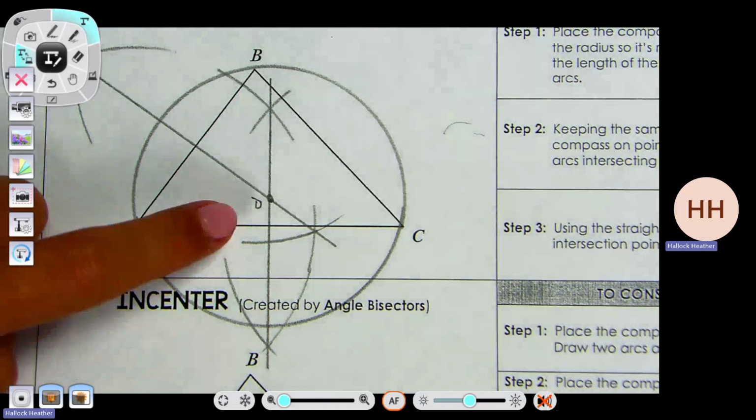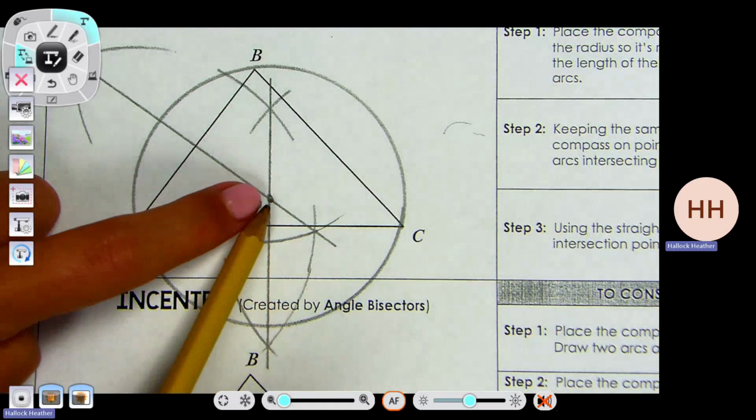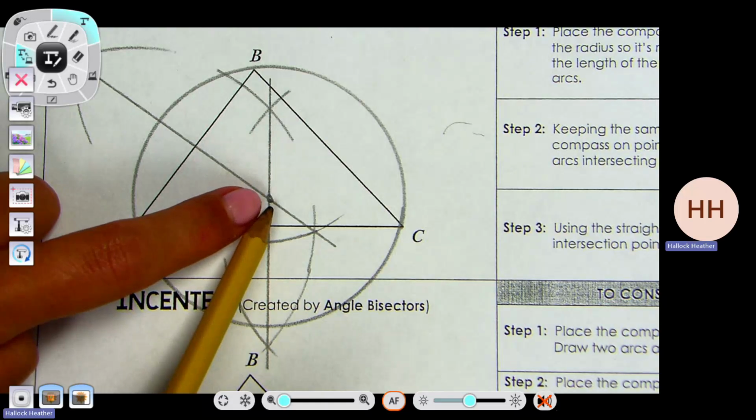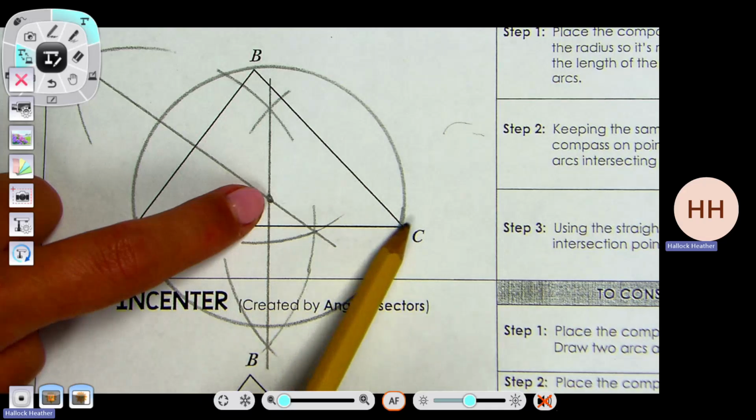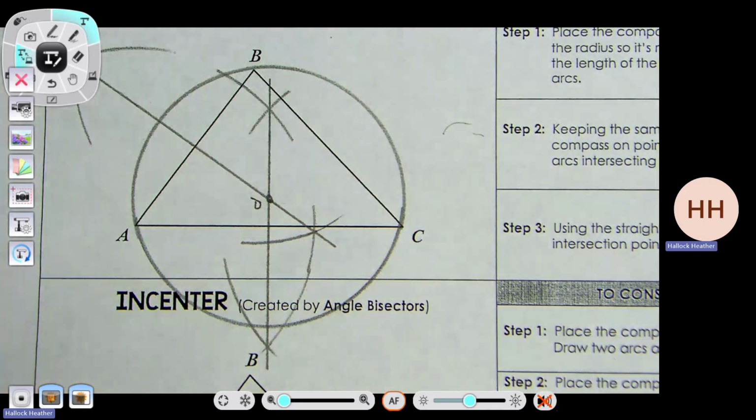I'm going to say it again. You put your compass on the point where the perpendicular bisectors cross paths, and you open to a vertex, and then you make your circle. Your circle should touch every vertex.